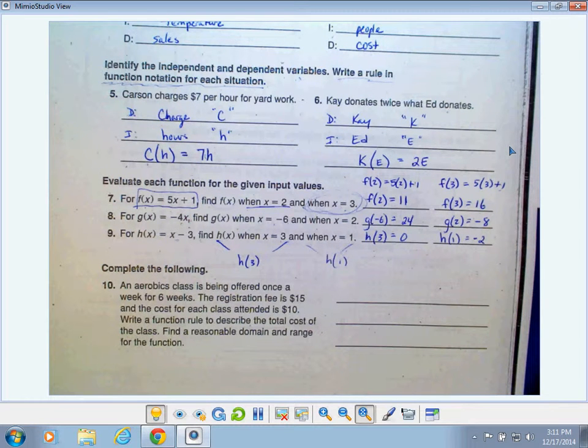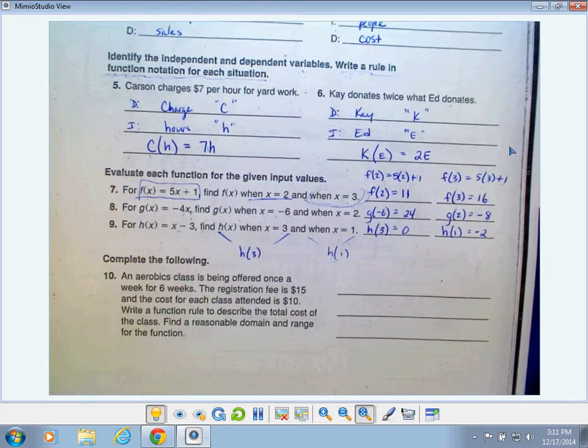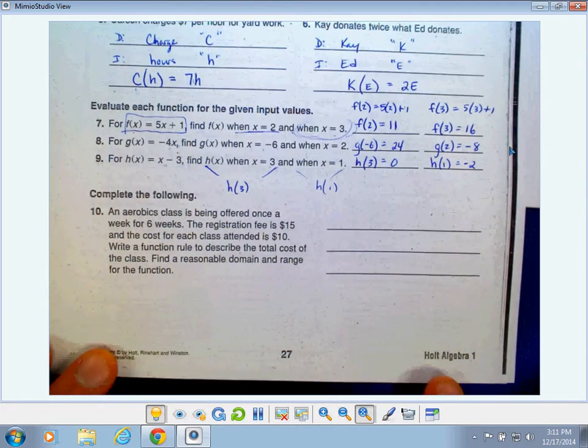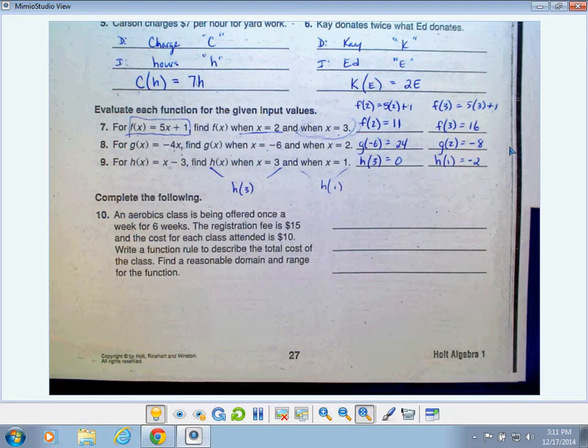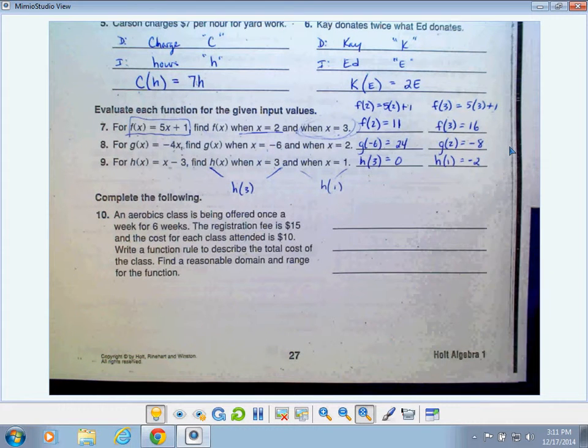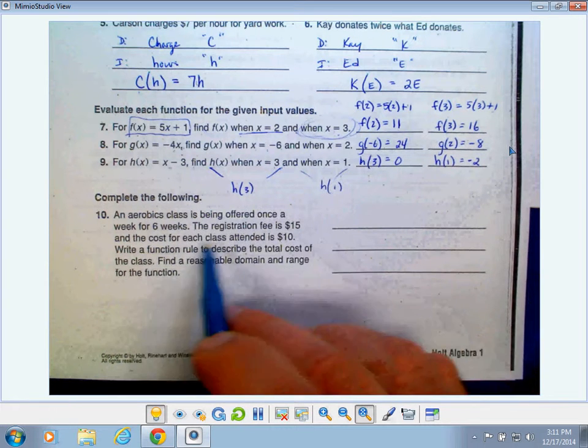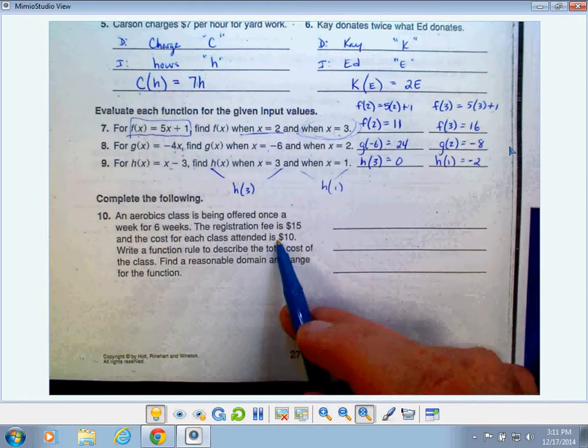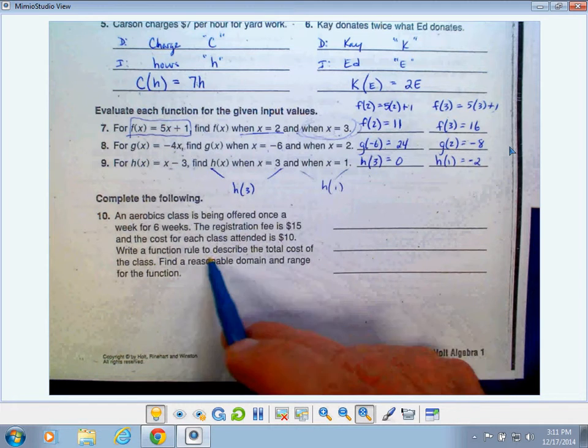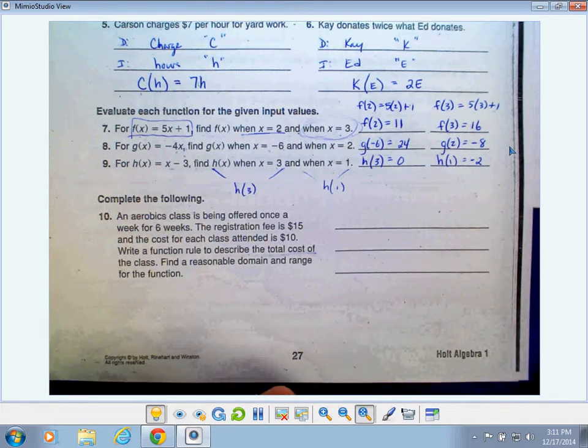Okay, so finally, let's go to putting all of that stuff together as one big problem then, number 10. It says, an aerobics class is being offered once a week for 6 weeks. The registration fee is $15 and the cost for each class is $10. Write a function rule to describe the total cost of the class.